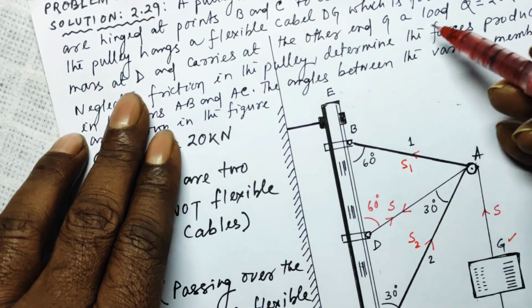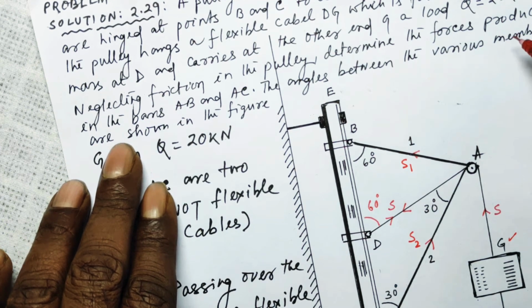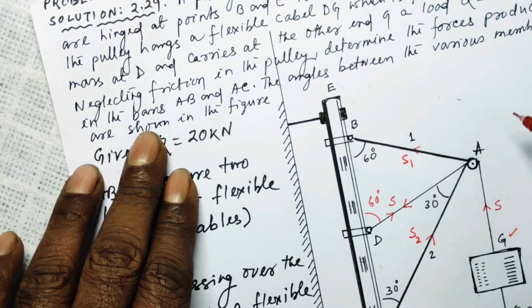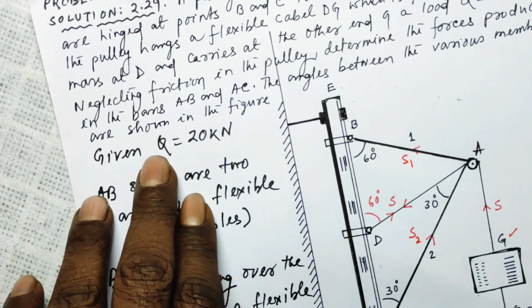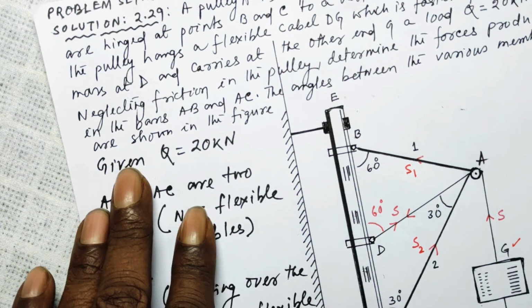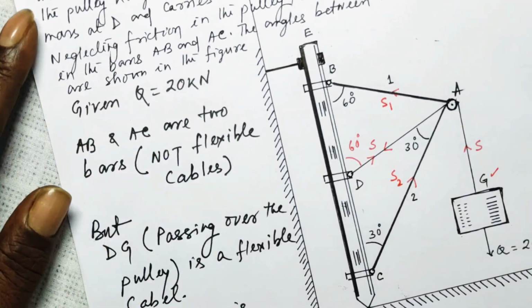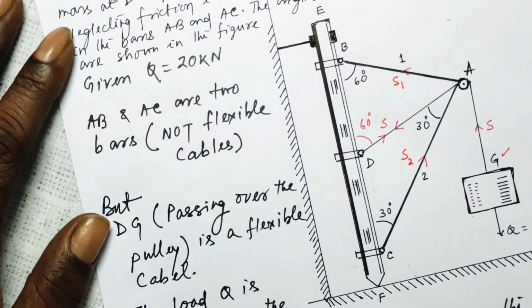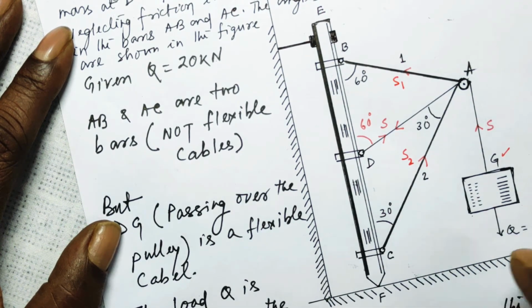And it is not falling down. Neglecting friction in the pulley, determine the forces produced in the bars AB and AC. The angles between the various members are as shown in the figure. Now, what is given is Q is equal to 20 kilonewton, the weight vertically downward, and it is not falling down.